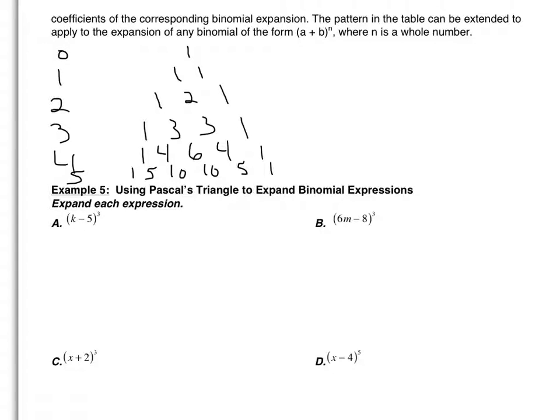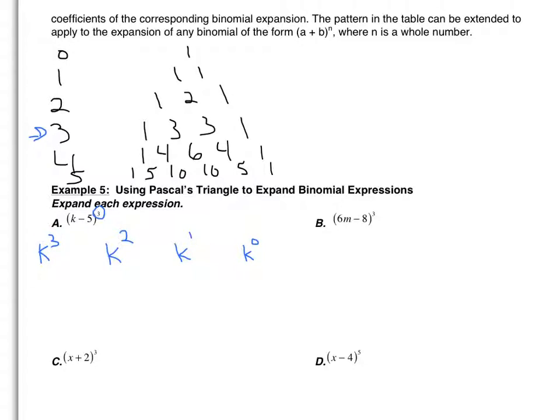So going by what Pascal and our binomial expansions say, we are going to take the exponent 3. So this is cubed. So we're going to look at the third row of Pascal. And we're going to start writing. So we have k is our a. So we're going to start off with k cubed. And then we're going to make k squared. And then k to the first. And then k to the 0. So it goes down 3, 2, 1, 0.